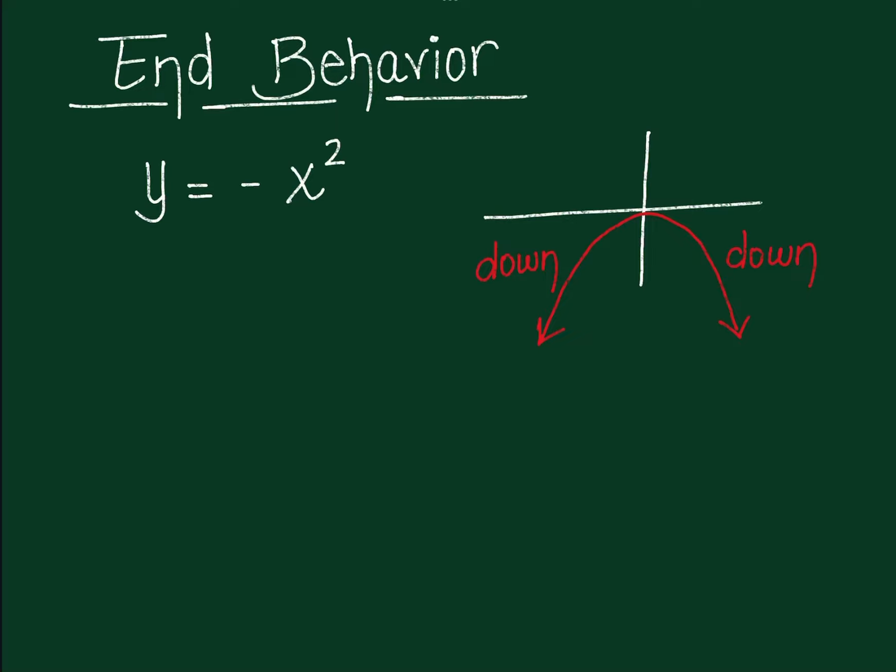Hello and welcome students. In this video we are going to also talk about the concept of end behavior like the last video. In the last video we talked about y equals positive x squared. This time we are looking at y equals negative x squared. So the leading coefficient is -1.